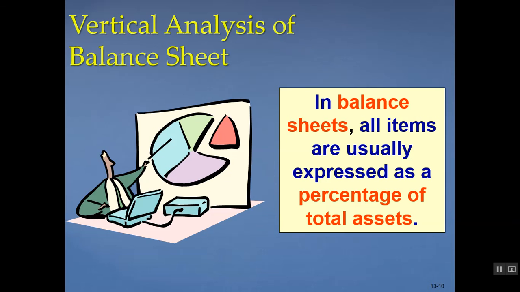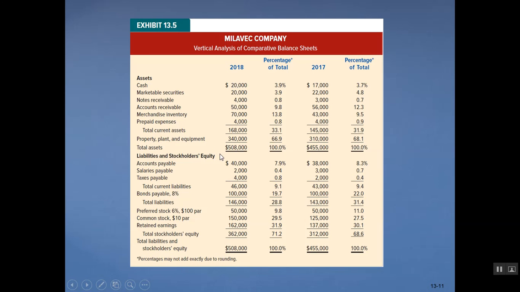In balance sheets, all items are usually expressed as a percentage of assets. So again, you'll see total assets at 100%, and you'll see each individual item as a percentage of the total assets. On the liability and stockholders' equity side, it's going to be as a percentage of your total liabilities and stockholders' equity. Again, you would expect the percentages to remain pretty consistent unless something unusual is happening.